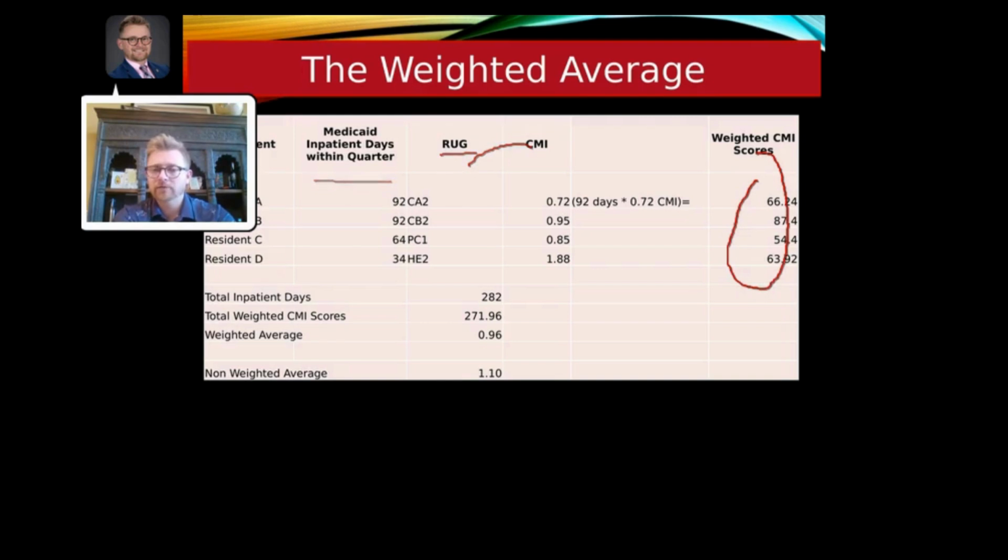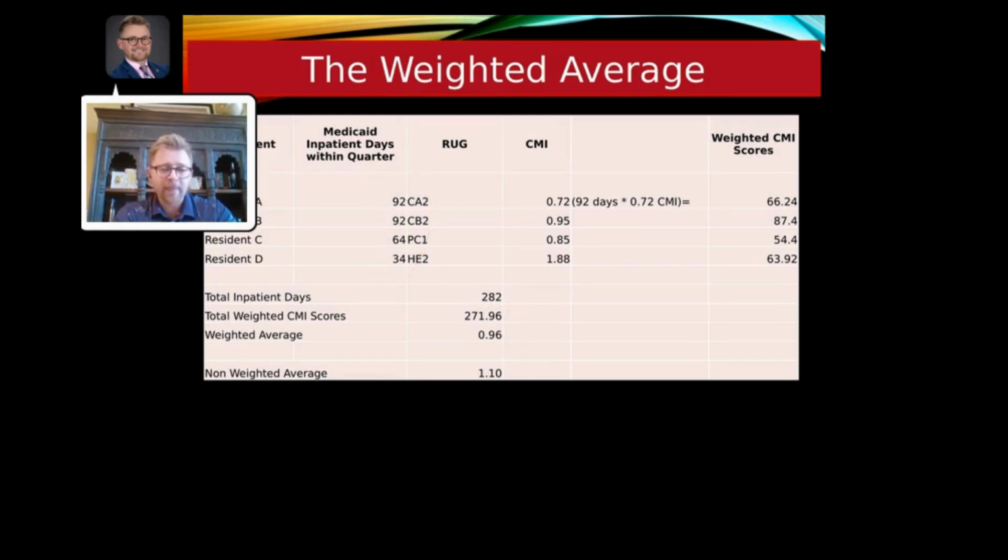So how do you do it? Well, you do the weight for each one individually, and then at the bottom, you have a total. Total inpatient days for that quarter, meaning the sum of resident A, B, C, and D. How many days were they in? They weren't all there all quarter. If they were, resident A would be 92 like it is, B would be 92, C would be 92, D would be 92, but that's not the case.